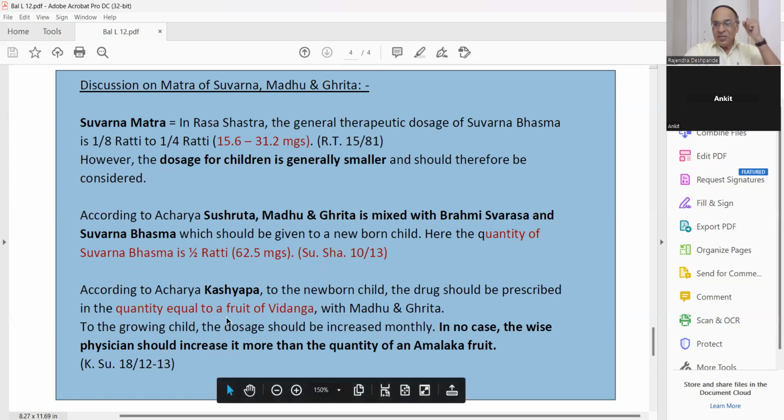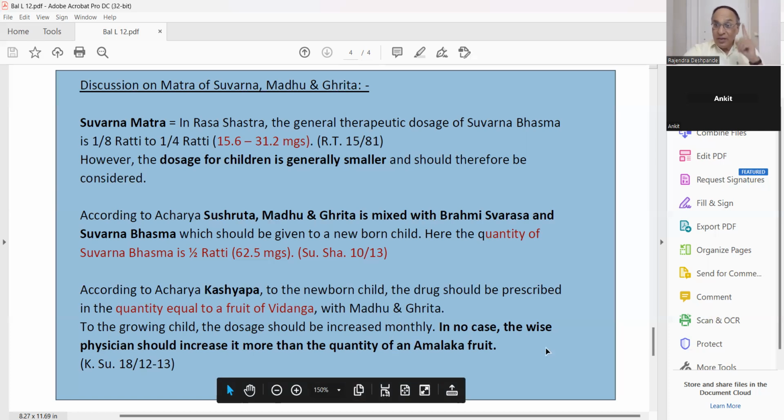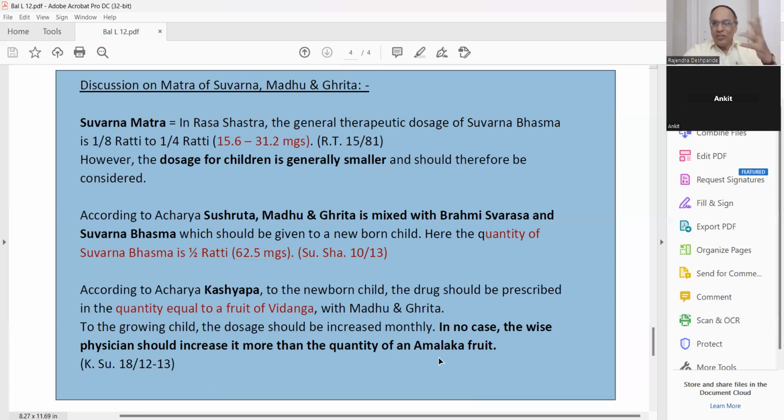Next is Kashyap, who is the Pitamah, head of Ayurvedic pediatrics. For the newborn child, these medicines should be prescribed in a quantity equal to the fruit of Vidanga. Very interesting. He has given the measurement only this much. You must go to the market, to the medical shop and check how much is the Vidanga. That much only small amount should be given of Suvarna, Madhu and Ghrita. In the growing child, the dose should be increased month by month. But in no case, Kashyap is saying, should the wise physician increase this dose more than the quantity of Amalaka fruit. Big. Avla. Go to the market in December, you can see this Avla fruit in the market. They're very big. The dose should not be such big, only Vidanga.